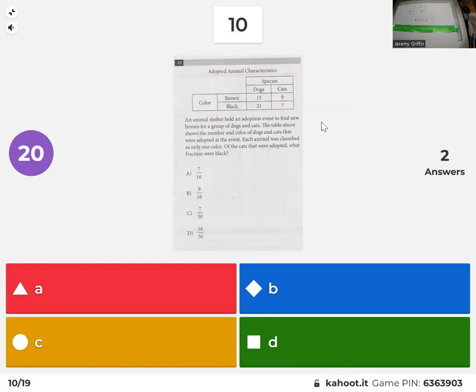Walk you guys through the answer here. So when it says of the cats adopted, that means you only look at the cats. Do you guys see that there were 16 total cats? And it says, okay, what fraction were black cats?